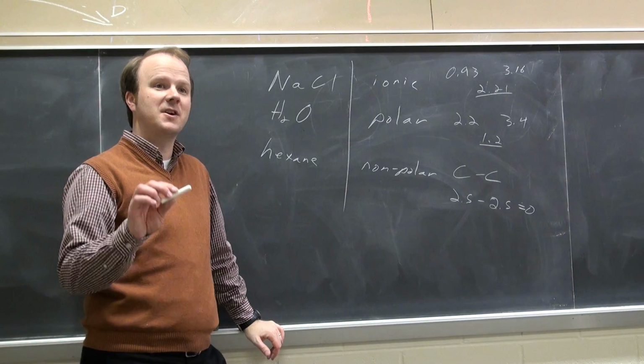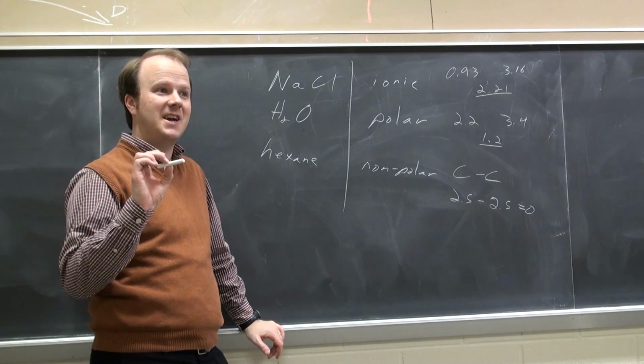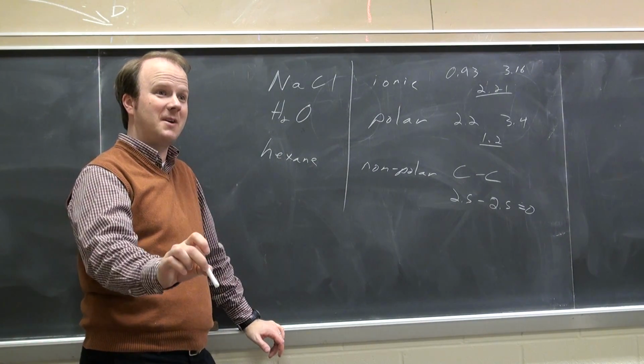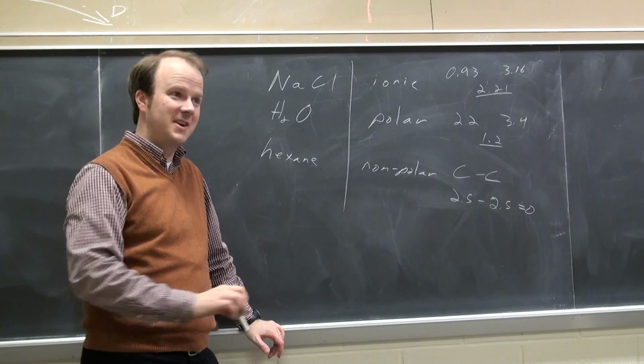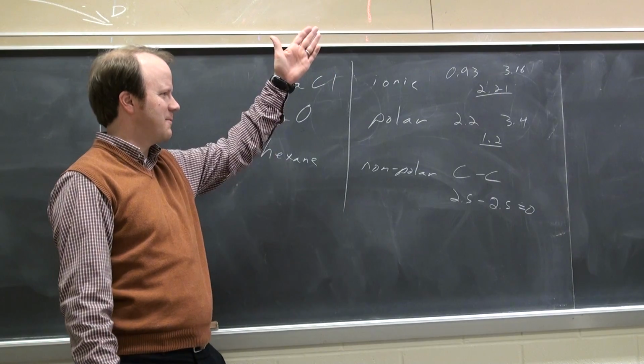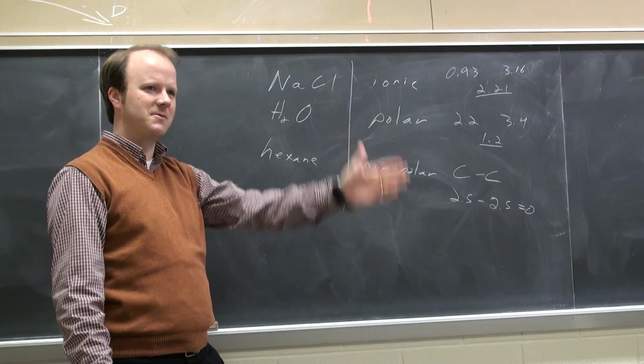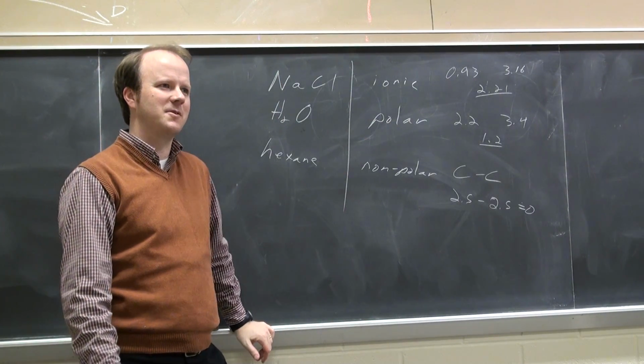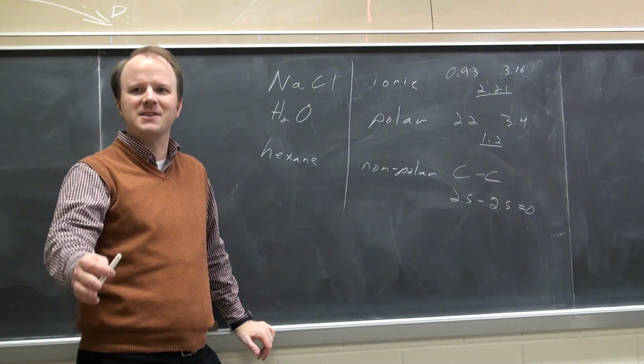So you won't have to look up your own electronegativities on the exam. I will give them to you in the problem if you need them. So don't worry about having a periodic table with electronegativities. Worry about having a periodic table with row 1, row 2, row 3, row 4. That's the most important part of the periodic table. I saw some hands.